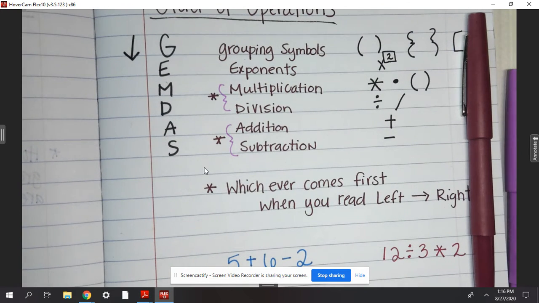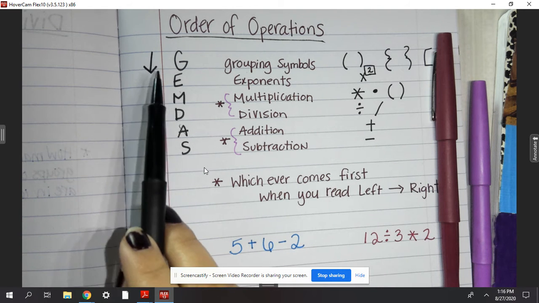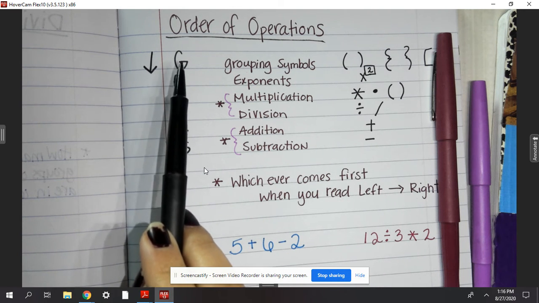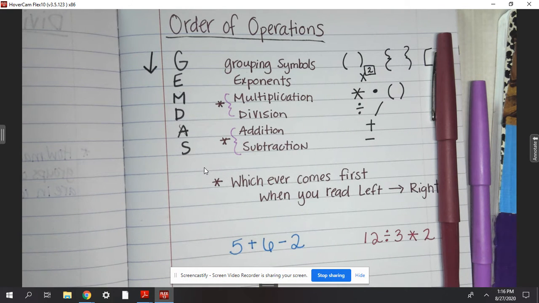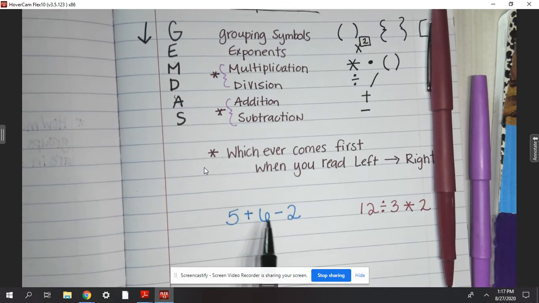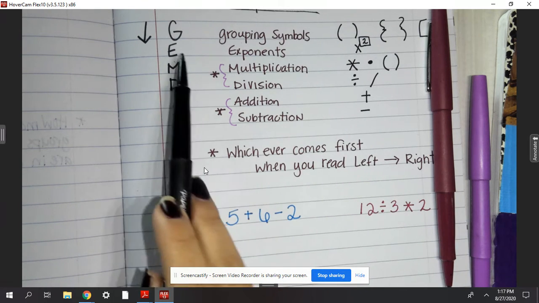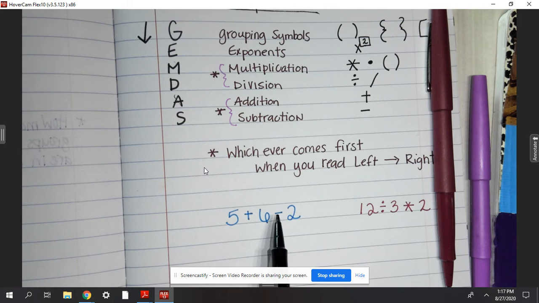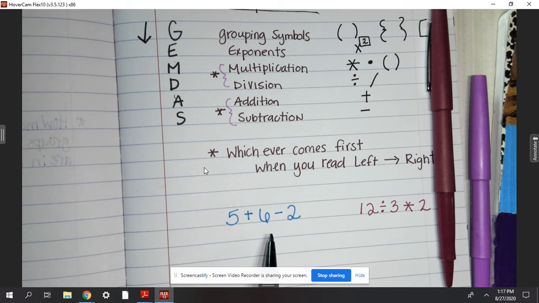So in our acronym or GEMDAS, you can write this down, you can keep it handy with you, but we're always going to ask ourselves, do I have grouping symbols? Because that's the first thing we're looking for. If I have grouping symbols, that's the first thing I'm going to solve in my expression. So when I'm looking here, do I have any grouping symbols here in the expression 5 plus 6 minus 2? I do not. So now I'm going to look at the E. I don't have any exponents. Now I'm going to look at the M, multiplication or division. Do I have any of those?